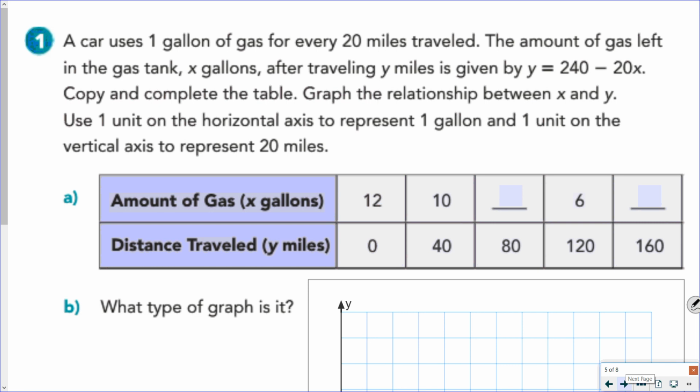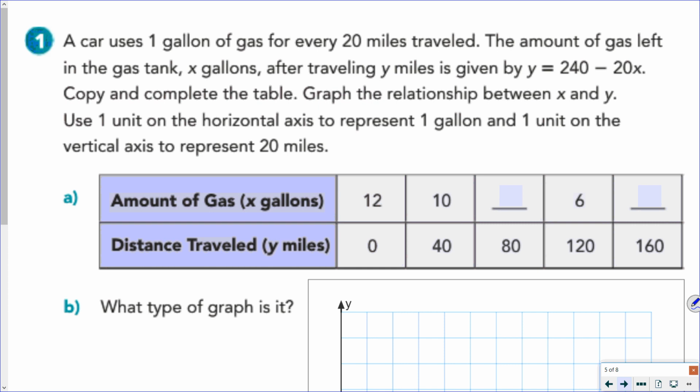A car uses 1 gallon of gas for every 20 miles traveled. The amount of gas left in the gas tank, x gallons, after traveling y miles is given by y equals 240 minus 20x. So we want to copy and complete the table, and we're going to graph the relationship between x and y. And we're going to use 1 unit on the horizontal axis to represent 1 gallon, and 1 unit on the vertical axis to represent 20 miles.